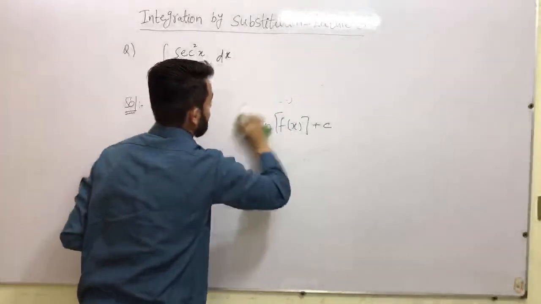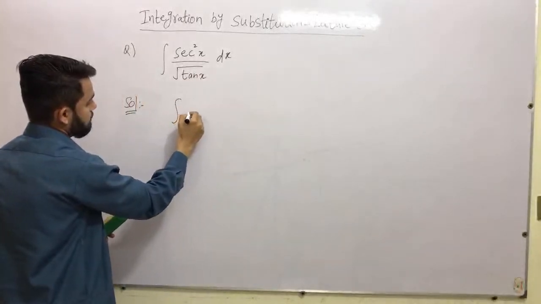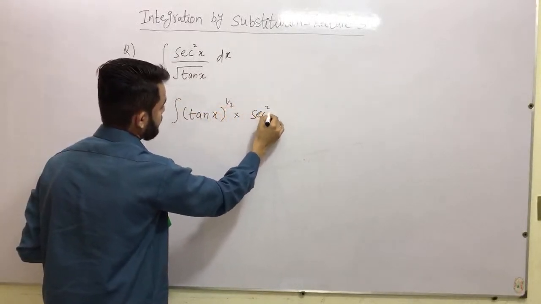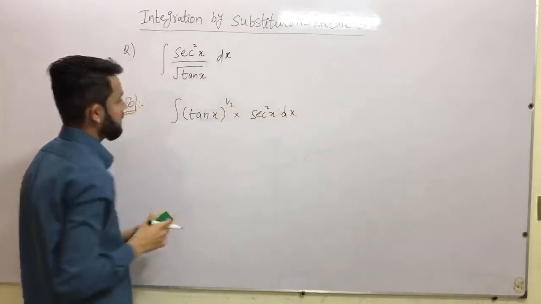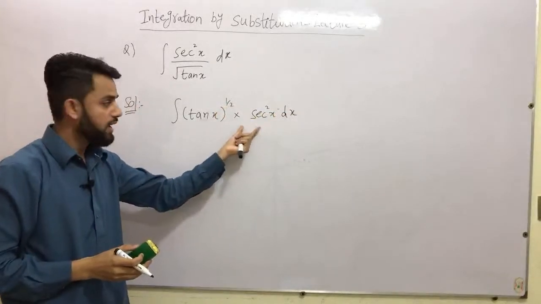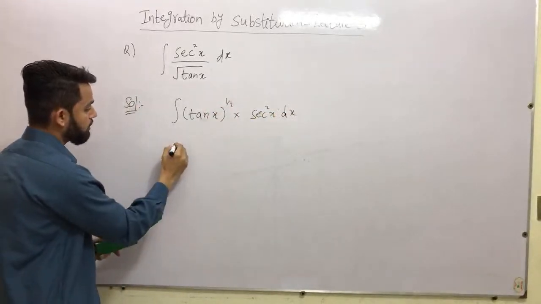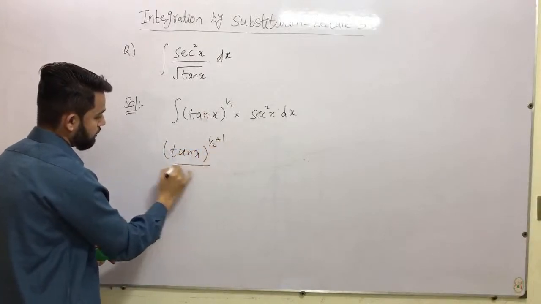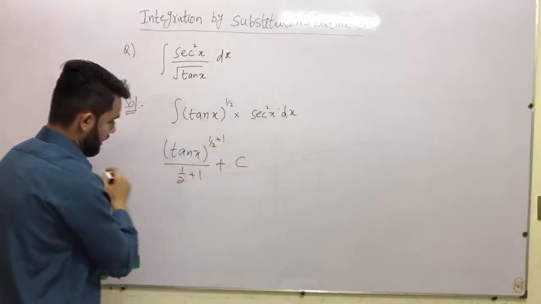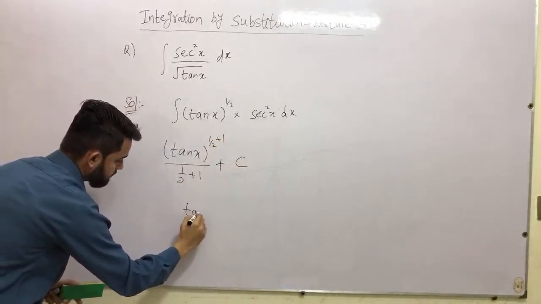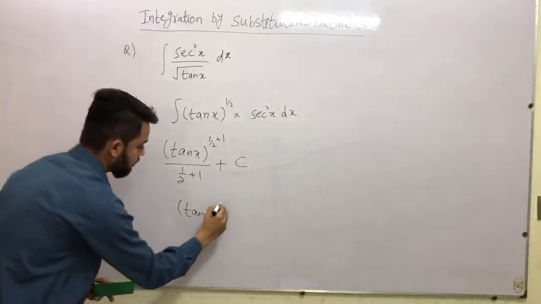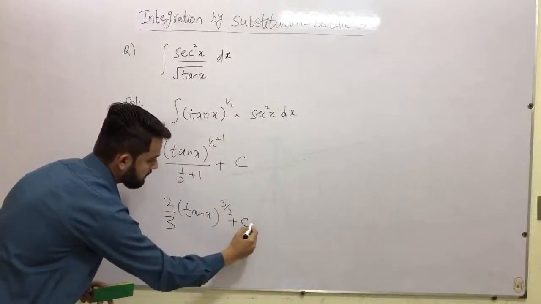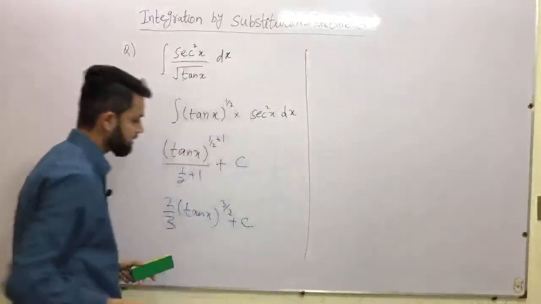Now what we can do is shift tan x to the numerator, writing it as tan x to the power minus 1 over 2 multiplied by secant square x dx. Now the derivative of the function is present, and we have a power of the function, so we can apply the power rule: tan x to the power 1 over 2 plus 1, over 1 over 2 plus 1, plus c. That becomes tan x to the power 3 over 2, divided by 3 over 2, which is converted into 2 over 3, plus c. So that's the one method in which we can solve this question.